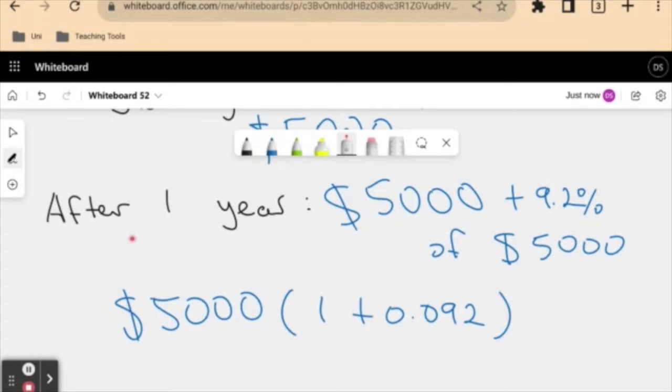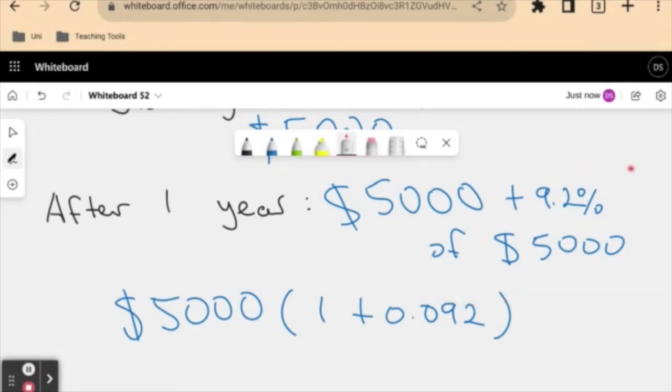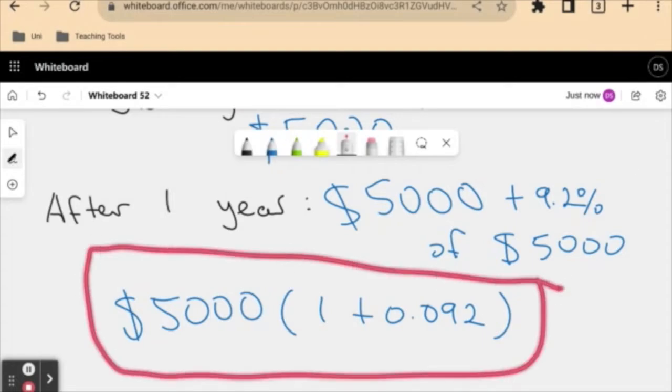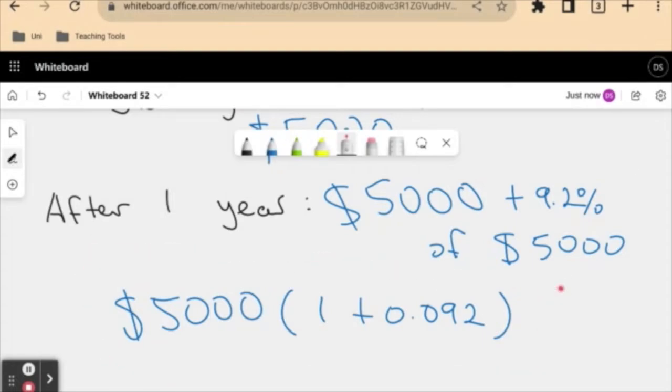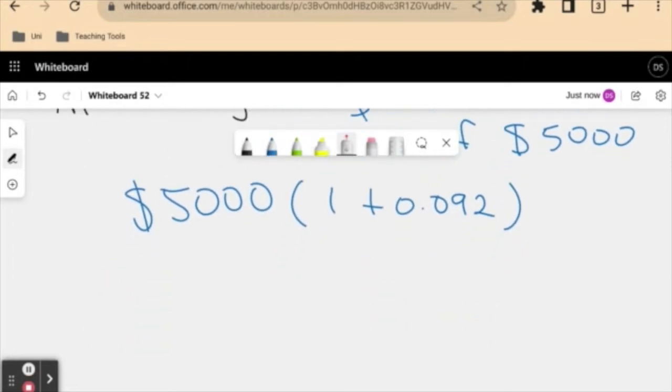So essentially, I've just rewritten this in a nicer, more compact way. And everything I've written here conveys this information because when I take this, I have my initial amount plus a percentage of my initial amount. So we can add what's in this bracket and we can write this as 5,000 times 1.092.